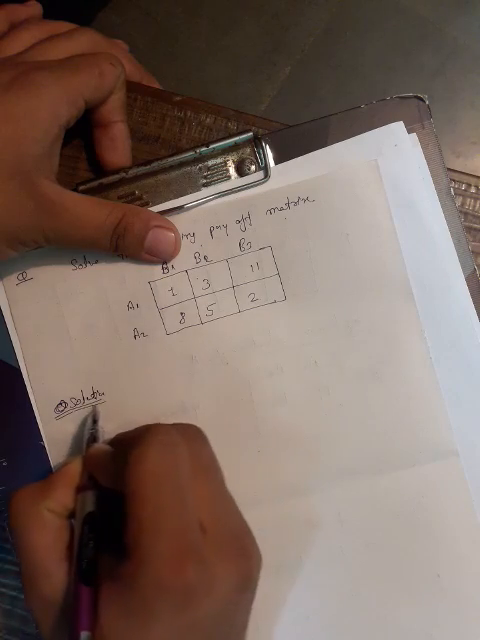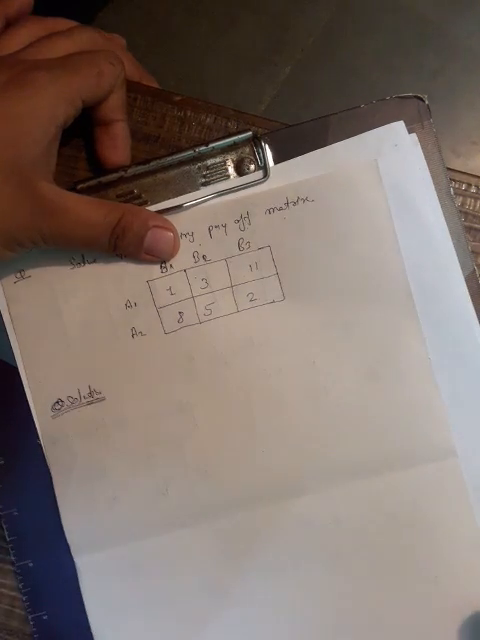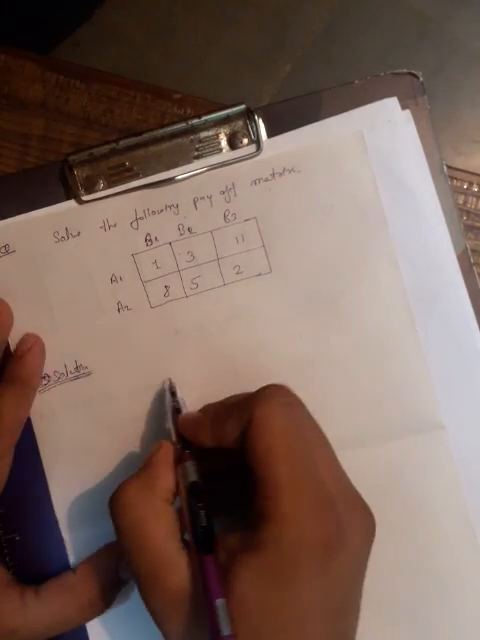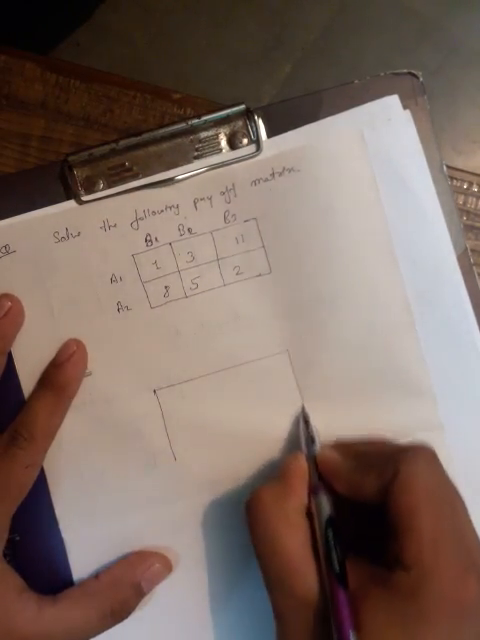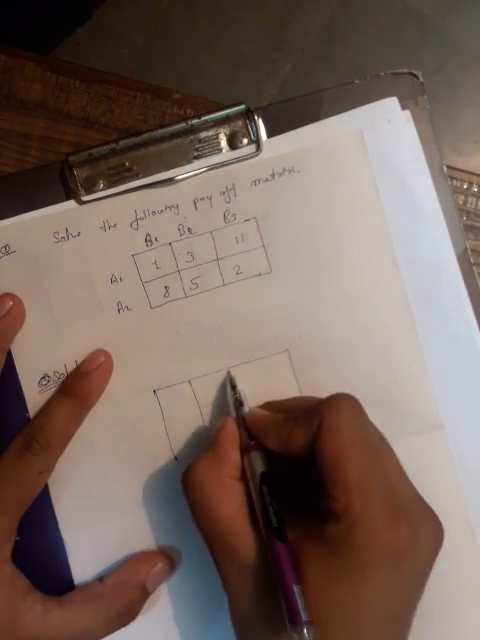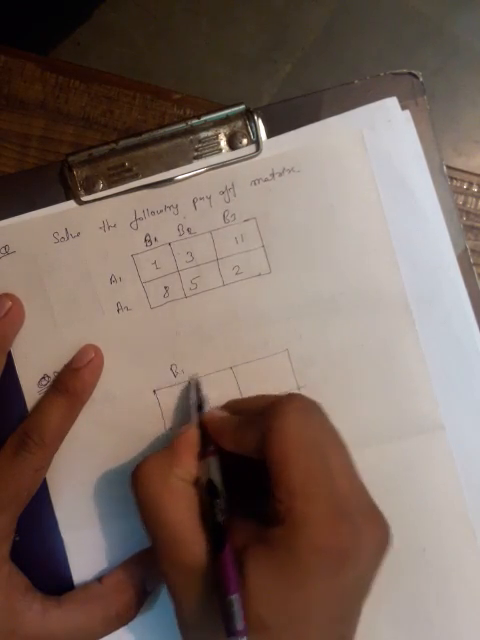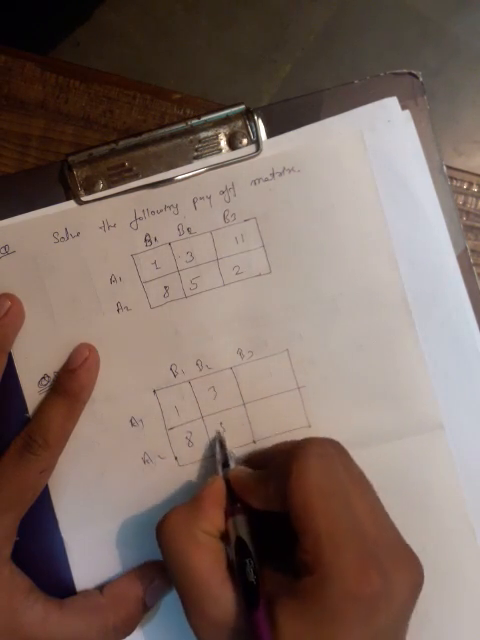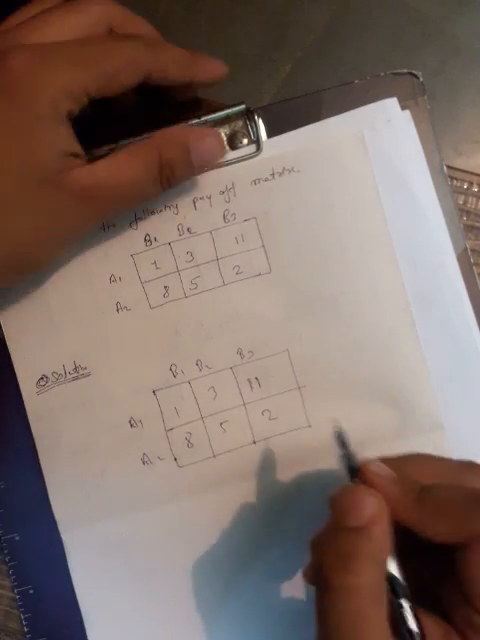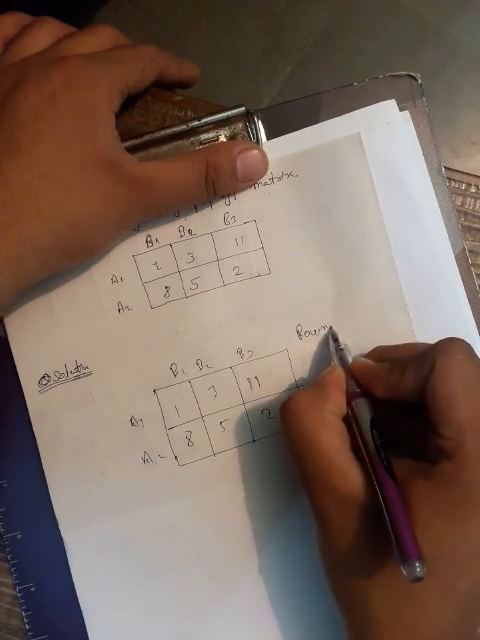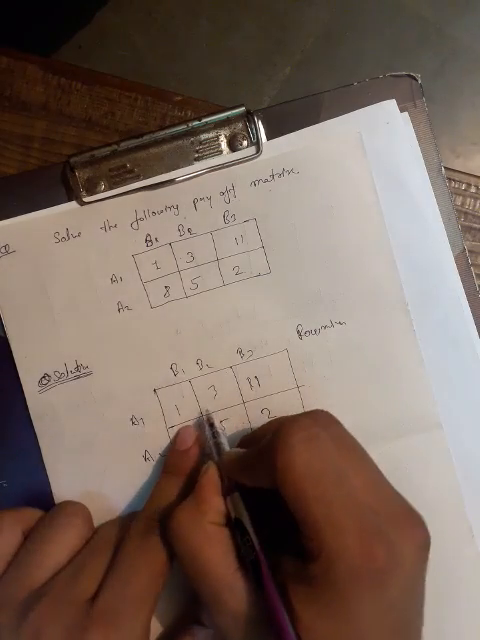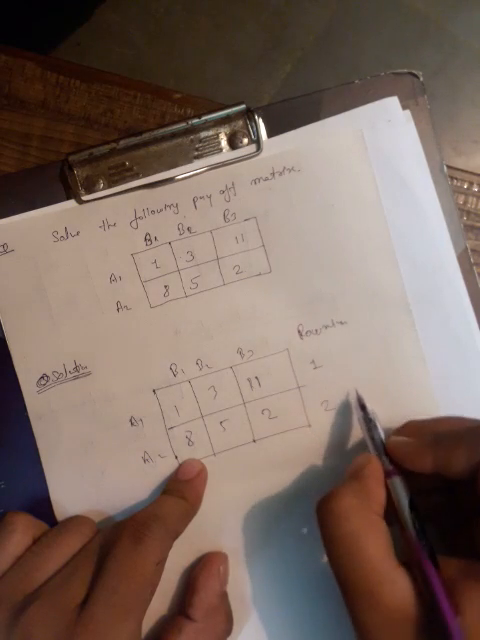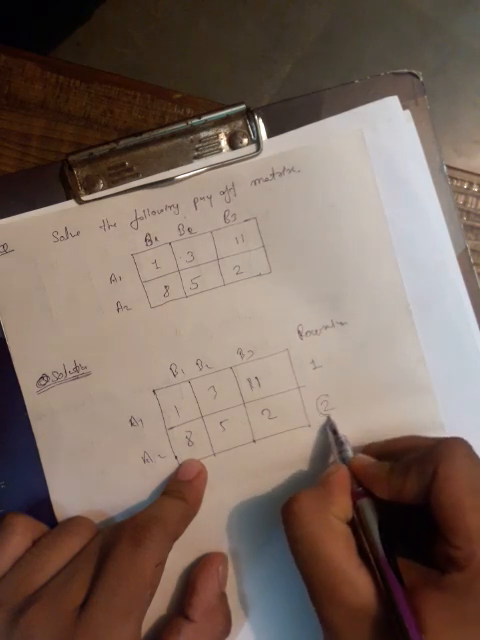Solution. How I'm going to solve this problem, you follow that procedure and you can easily get good marks. So let's write the matrix as it is. B1, B2, B3, A1 and A2: 1, 8, 3, 5, 11 and 2. Find the row minimum. In this row you have minimum value 1. In this row you have minimum value 2. So the maximum out of these is 2.